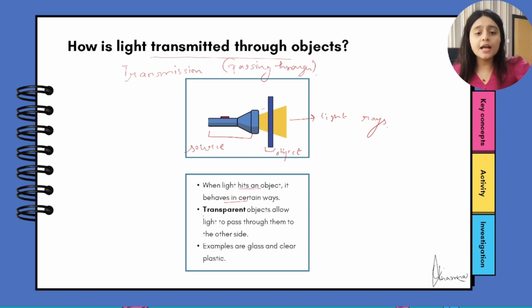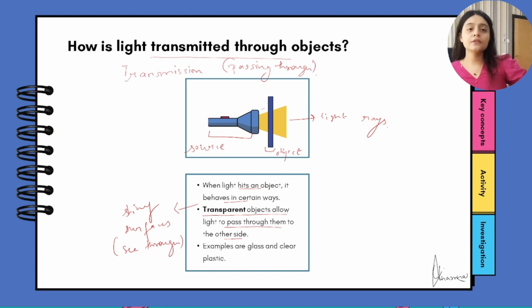Transparent objects allow light to pass through them to the other side. So transparent objects means the objects which have shiny surfaces, or which are see-through. We can see the other side easily. So in these kinds of objects, the light transmits easily. The light transmission happens very easily. Transparent objects allow light to pass through them to the other side. Examples are glass and clear plastic.